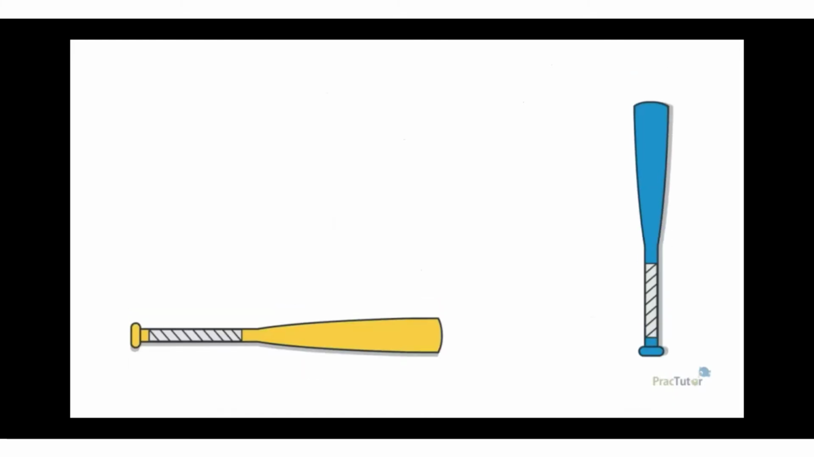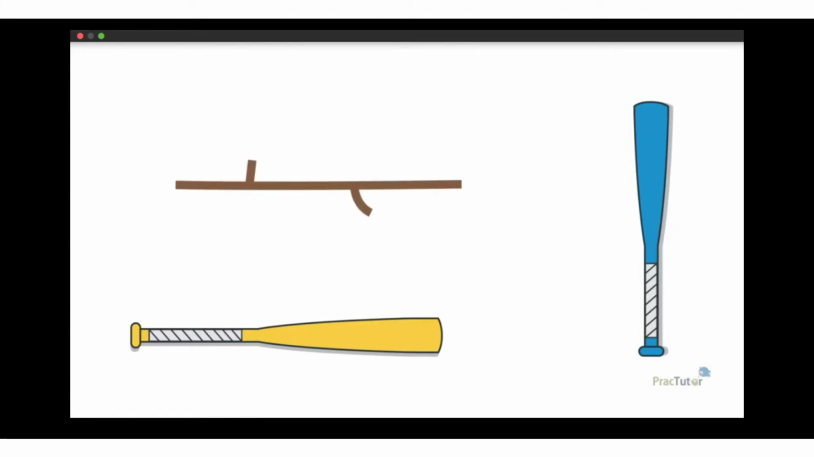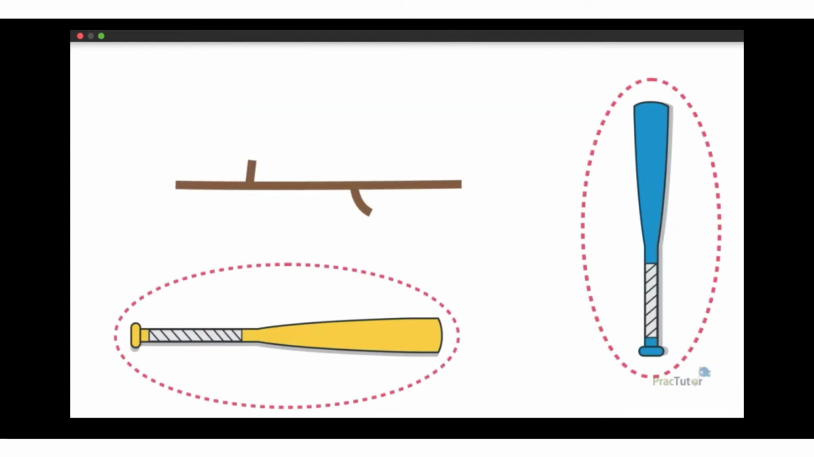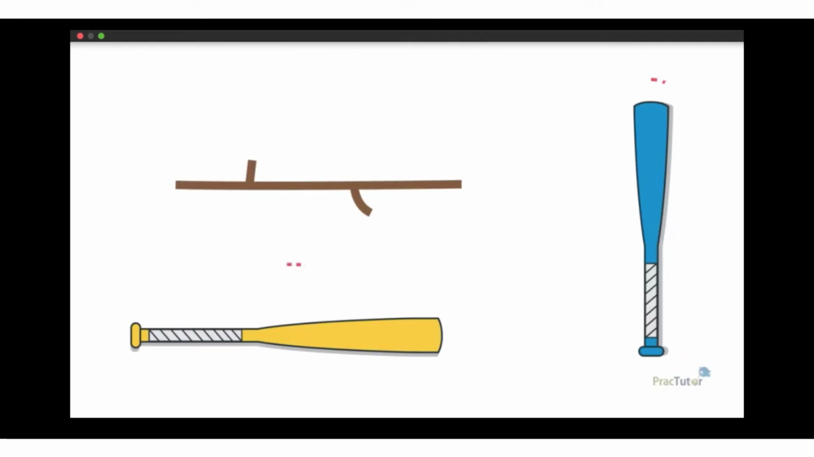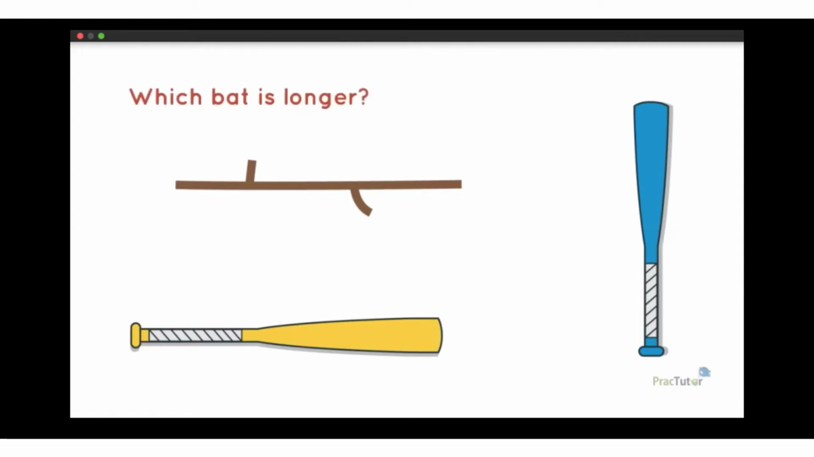Sometimes you may not be able to compare lengths easily. In that case, you can use another object to help you compare lengths. Let's compare these baseball bats. How can we compare them without measuring with a ruler? We can use another object to compare, like this stick. We can compare the length of each bat with the length of the stick to see which is longer. Which one do you think is longer?